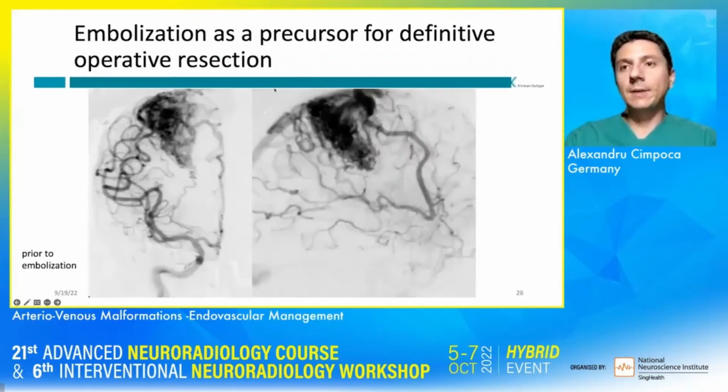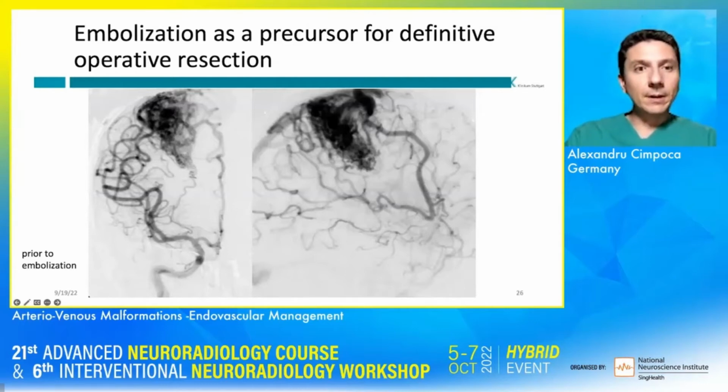In most of the cases, we tend to embolize an AVM before operation, before resection. The main goal here is to convert a high Spetzler-Martin AVM to a lower grade lesion. It reduces the morbidity and mortality of the surgery. It also reduces the blood loss and improves operative time.